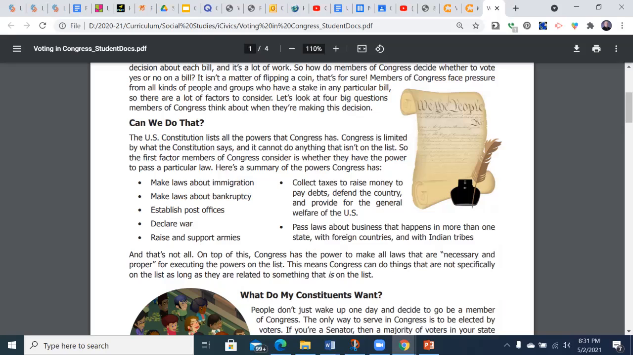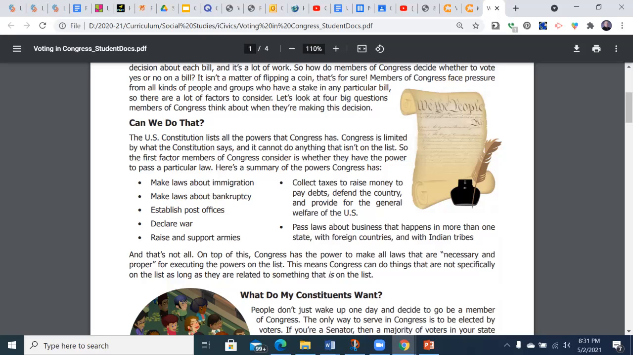First one, can we do that? The United States Constitution lists all the powers that Congress has. Congress is limited by what the Constitution says, and it cannot do anything that isn't on the list. So the first factor members of Congress consider is whether they have the power to pass a particular law. Here's a summary of the powers Congress has.